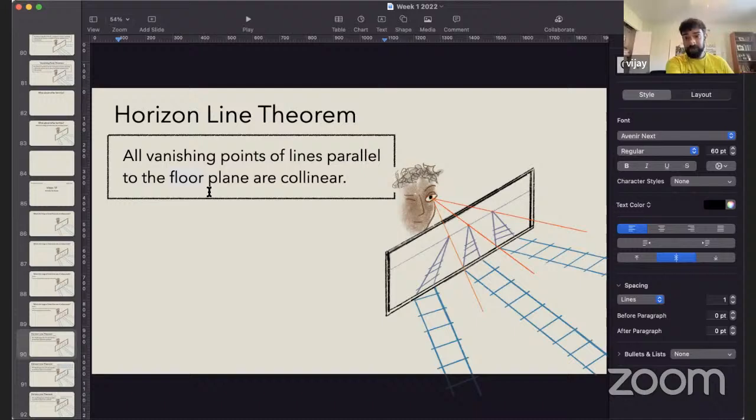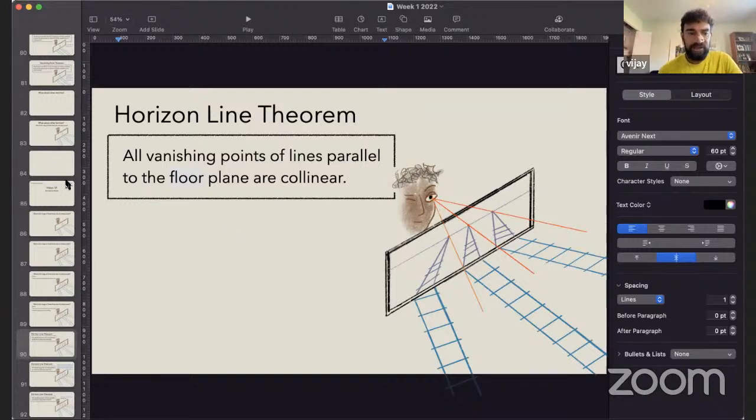But over here, we're not talking about any line in space. We're talking about lines that are parallel to the floor plane, these special lines. They might be elevated. They might be situated kind of high up, kind of low down, but they're parallel to that floor plane. So why do all of those lines appear to converge to vanishing points on the horizon line?